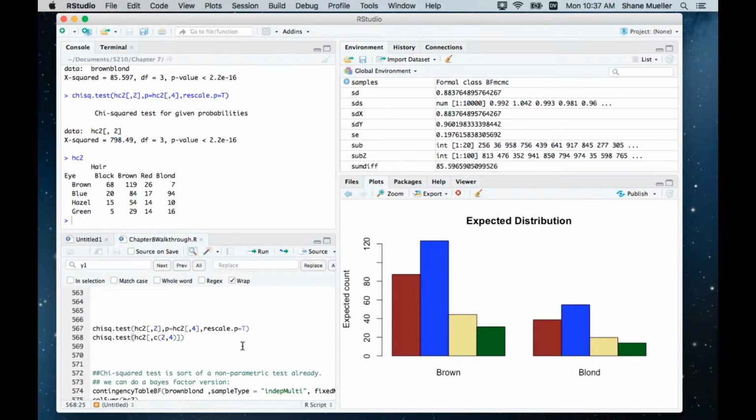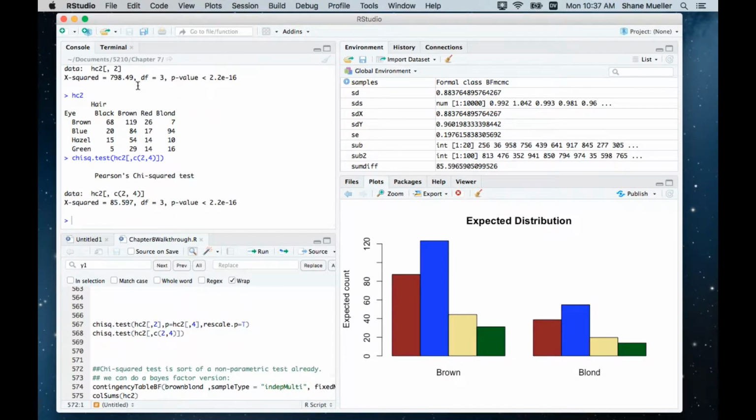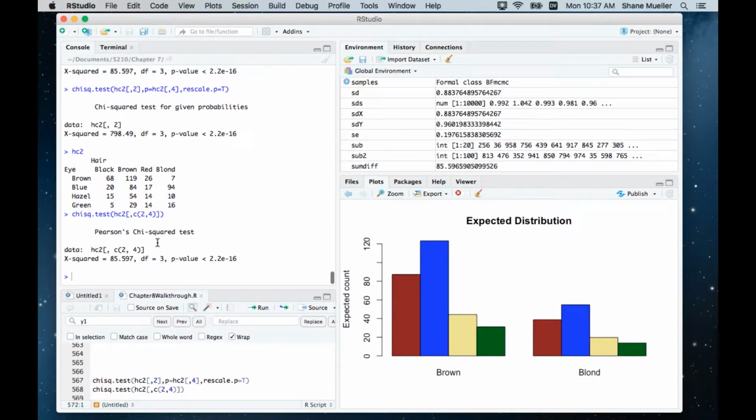And so if I did, here's the other version of it. Instead of saying I'm going to force P to be this, if you use them both, you get a slightly different test.